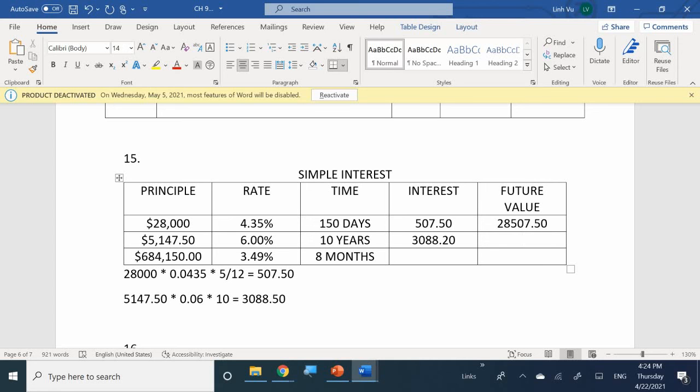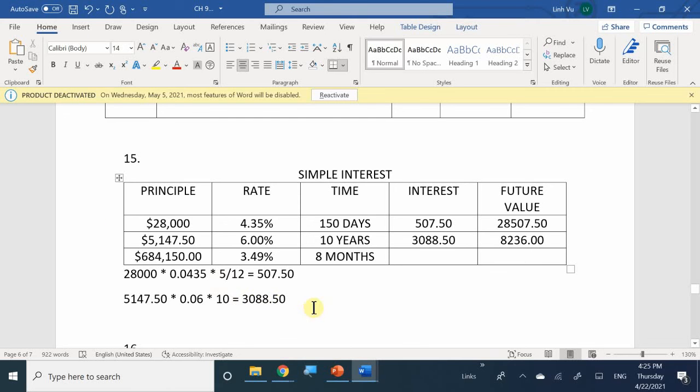So 5,147.50 multiplied by the 6%, multiplied by 10. Yes, you are correct. It is the 50. So here I'm going to add it together, and what is my total amount, my future value? $8,236. $8,256? No, I got $8,236. My bad. I'm not hearing correctly. So 8,236. Okay, got you.